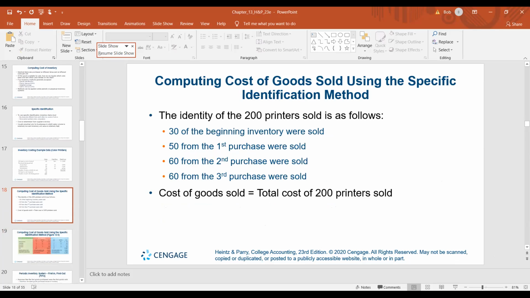We're going to start with the specific ID method. Well, let's see here. They're telling us that we sold the 200 printers. 30 came from the beginning, 50 from the first purchase, and 60 from the second and 60 from the third purchase, huh? So let's just go back and look. 30, 50, 60, 60. So under this method, it looks like we pulled inventory from all four layers.